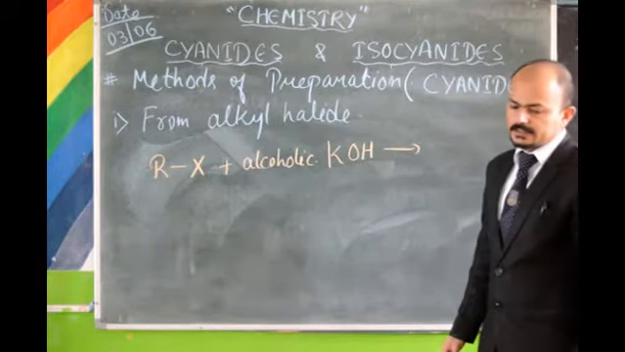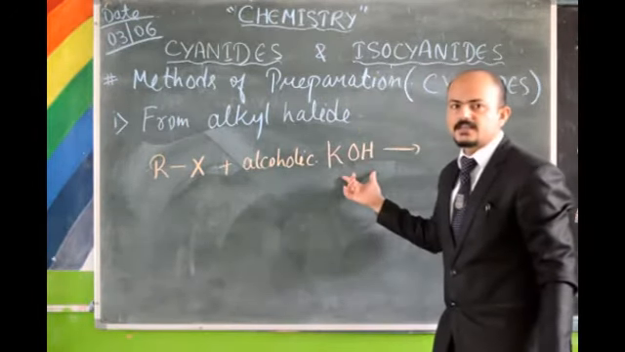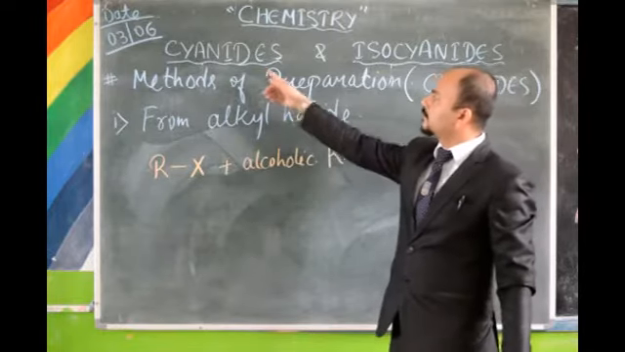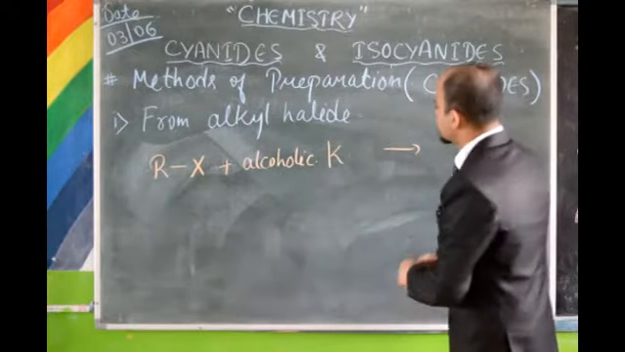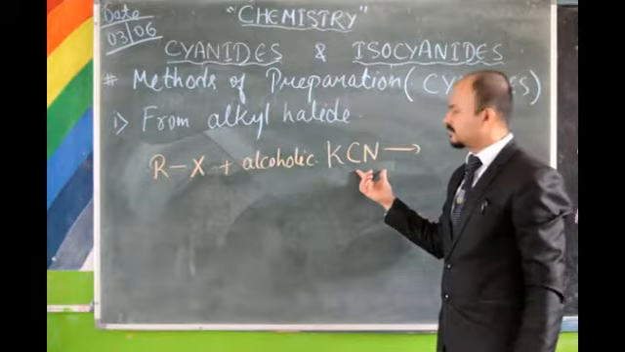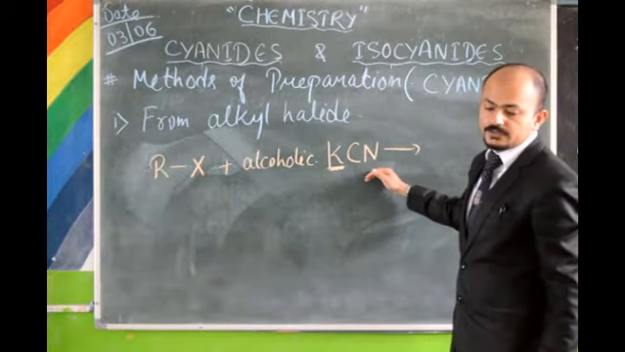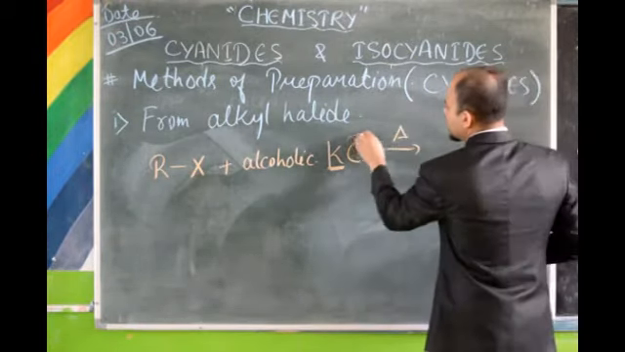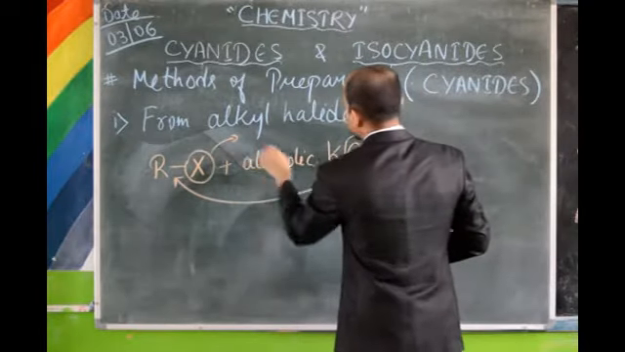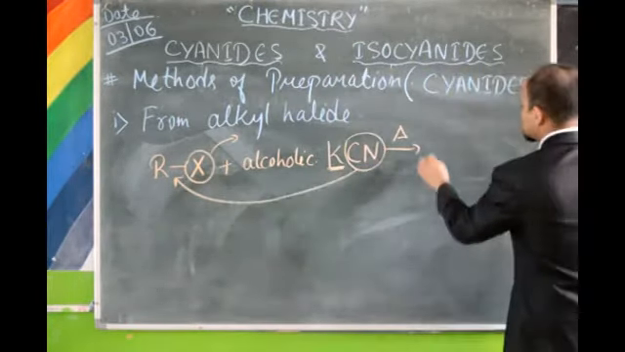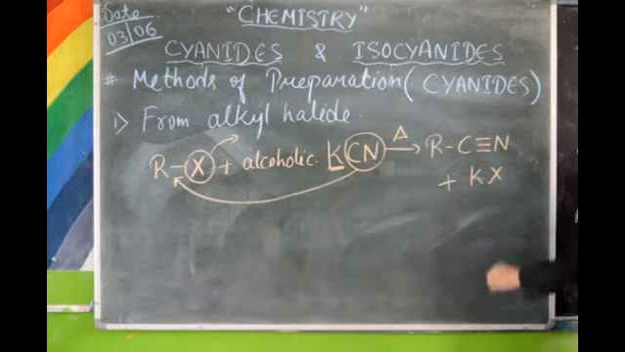Whenever it is treated with alcoholic KOH, elimination takes place. We have already discussed such reactions, but here we are interested in which group? The cyanide group. Therefore, instead of OH, cyanide has to be present, that is KCN. Remember this KCN. Whenever you treat alkyl halide with KCN, substitution reaction takes place. This cyanide will substitute the X. The X goes out, and in place of X, CN has come. Now you will get R, C triple bond N plus KX. So this is how you prepare cyanides.